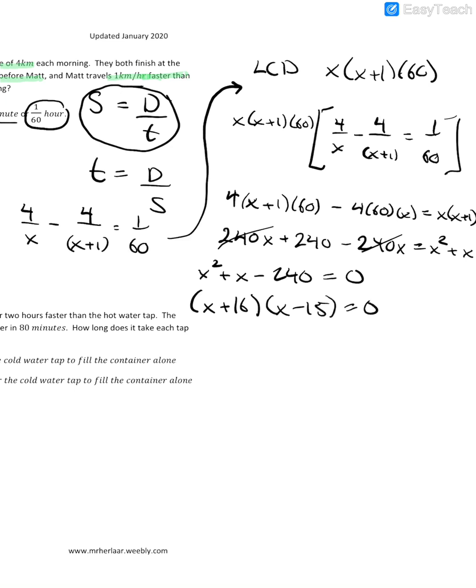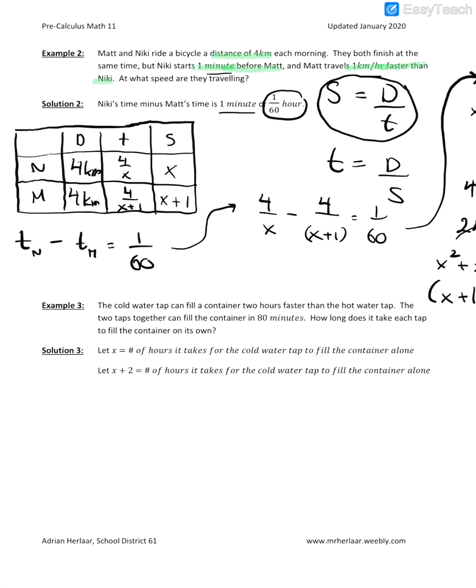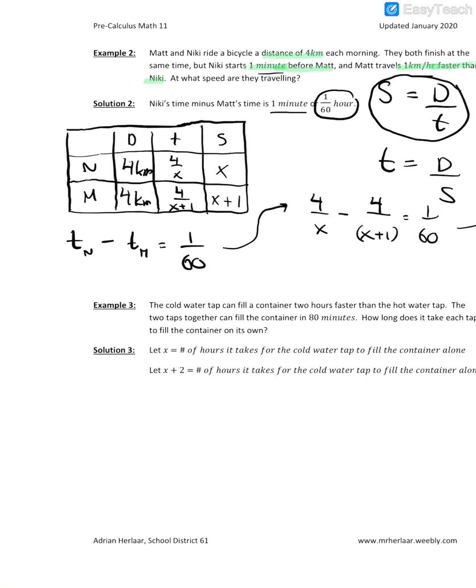So that means x equals negative 16 or positive 15. Well, obviously we're talking speed, so negative 16 doesn't work. X is 15. But whose x is it? Let's scroll back. Whose speed is x? Nikki's. So that means Nikki is traveling 15 kilometers per hour. And since Matt travels 1 kilometer faster, he's 16.